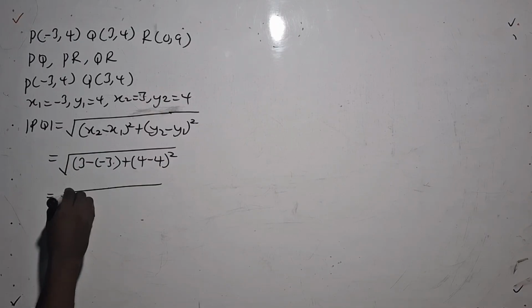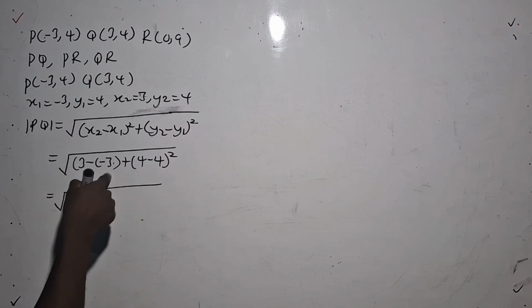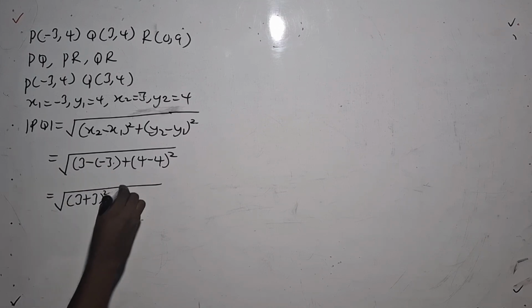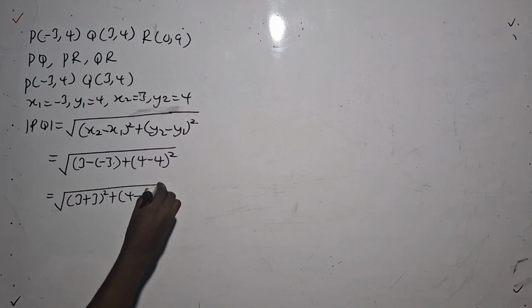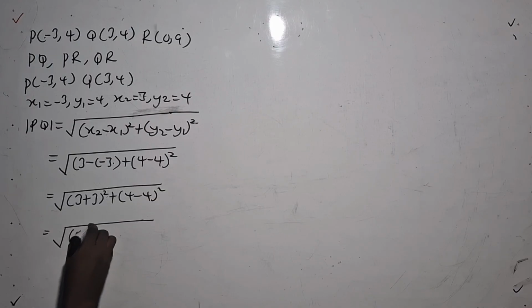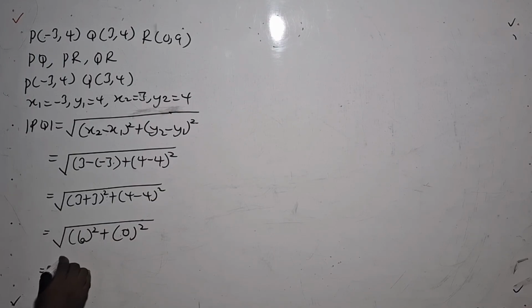So this one will give us 3 plus 3, negative negative. Then let me repeat this one, squared, 4 minus 4 squared. So this one will give us 6 squared, then 0 squared. So this one will give me 36 plus 0.